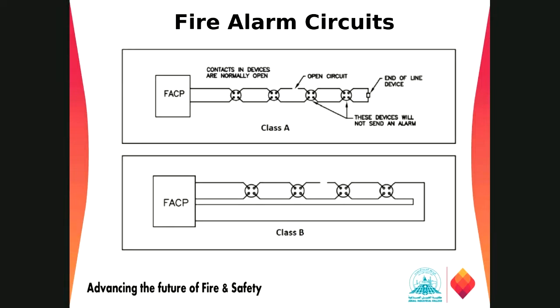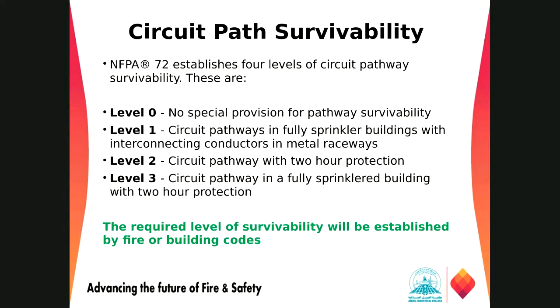Here we have different types of circuits, like Class A circuits and Class B circuits, and circuit pathway survivability, right? NFPA 72 establishes 4 levels of circuit pathway survivability, which gives the reliability of those circuits. They want to know that in case of fire, for how long those circuits are not interrupted, maybe by smoke, by heat, or maybe someone breaking them. So this is just the level of protection for the wiring. The 4 levels of pathway survivability.